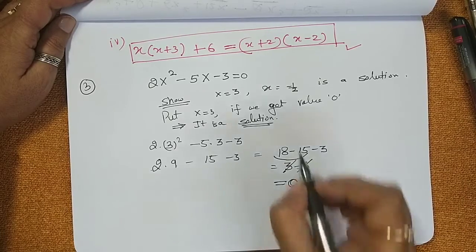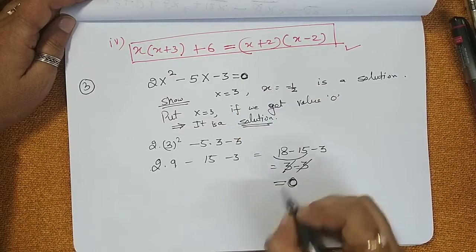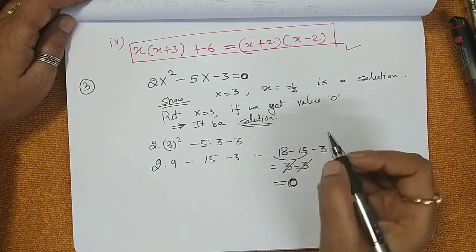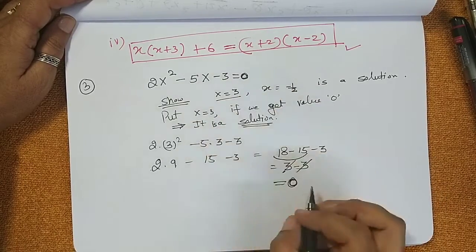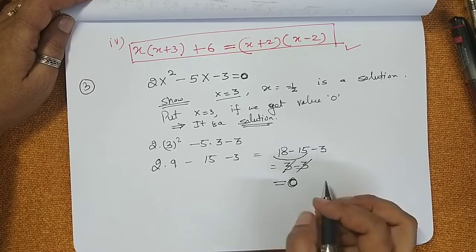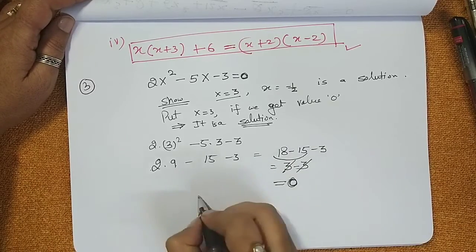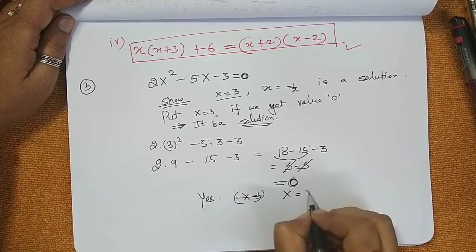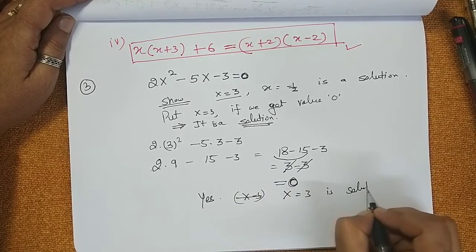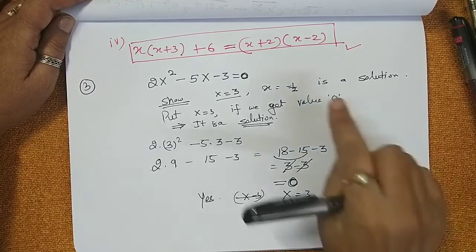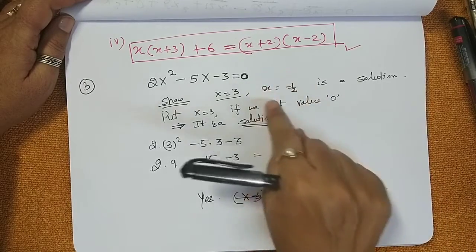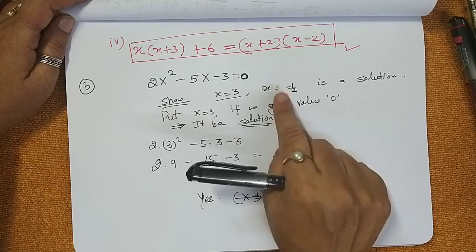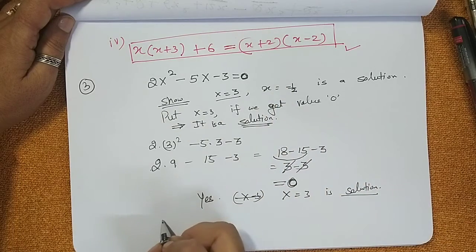I am getting 0. Satisfying the equation. So that means x is equal to 3 is the solution. So you can say yes, x is equal to 3 is a solution. I hope you got it. Then how to check that this is also the solution? How to check? So I will check.